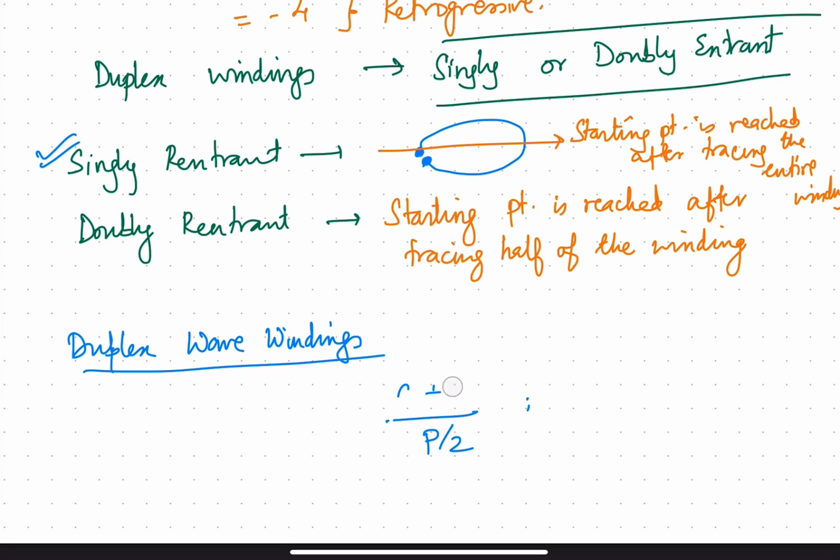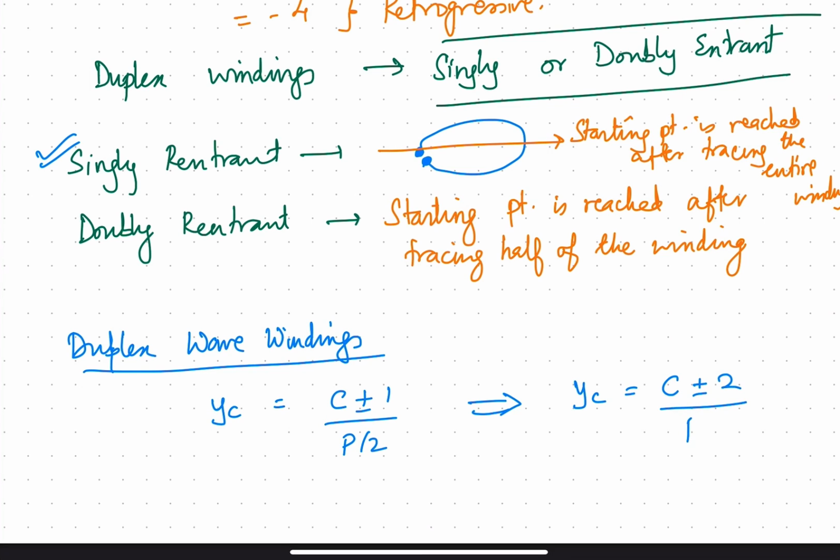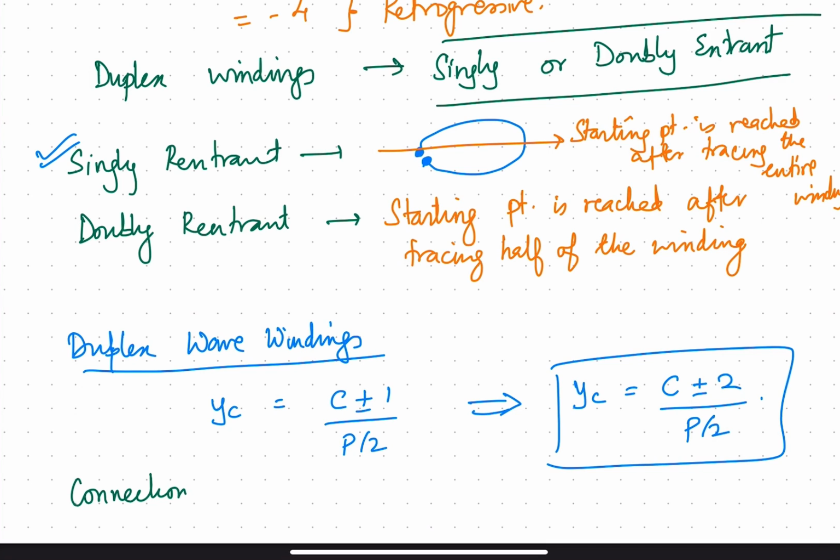I'm sorry, let me rephrase this. If you have the commutator pitch as C plus minus 1 over P by 2, and instead of this commutator pitch, if you use the commutator pitch C plus minus 2 over P by 2, in this case, then what will happen if you pass around the armature once? If you use this commutator pitch and you pass around the armature once and you trace the winding, the connection will not be made.